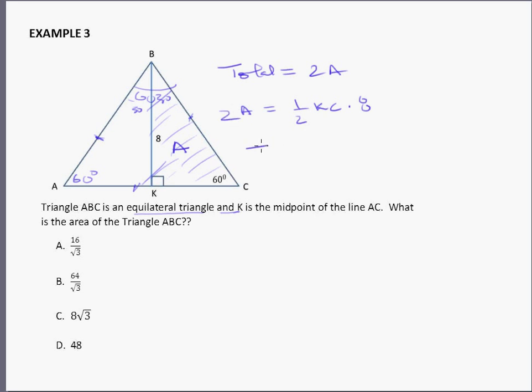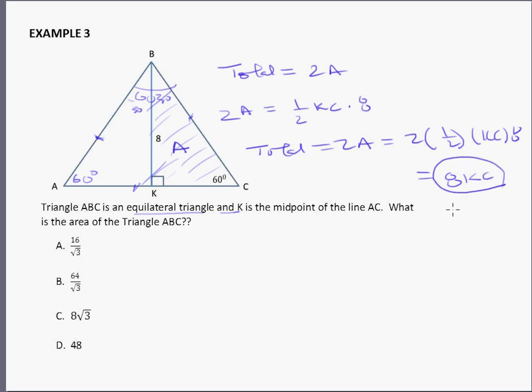Therefore, the total area here will be equal to 2A, which will be equal to 2 times half KC times 8, which will be equal to 8 times the distance KC, right? So if you know the distance KC, that means you multiply that by 8, and that should give us the total area. Now let's come back here and see.